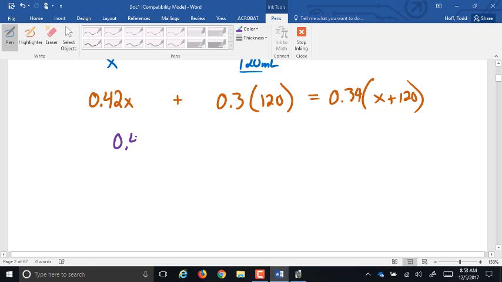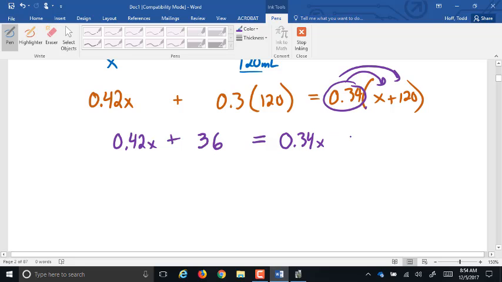Well, 0.42x isn't going to change. 0.3 times 120 is 36. What do we have to do over here? We're going to have to multiply through by the 0.34. What's 0.34 times x? 0.34x. 0.34 times 120 is 40.8.